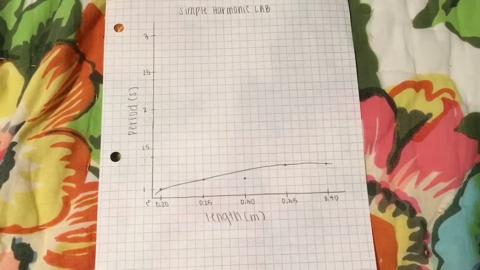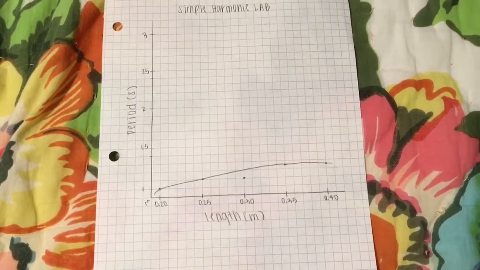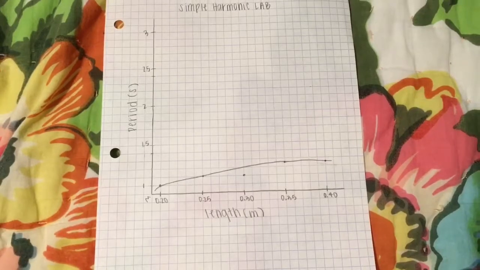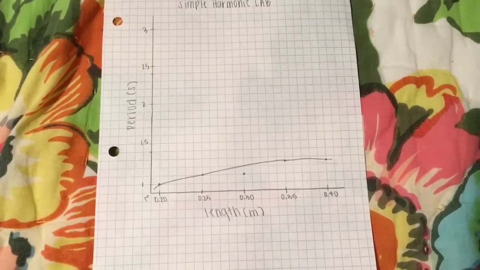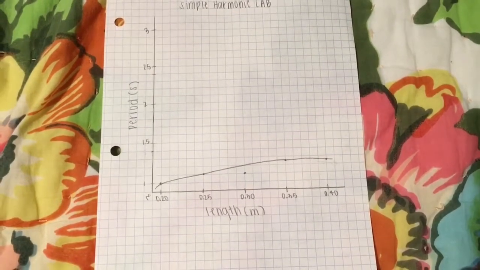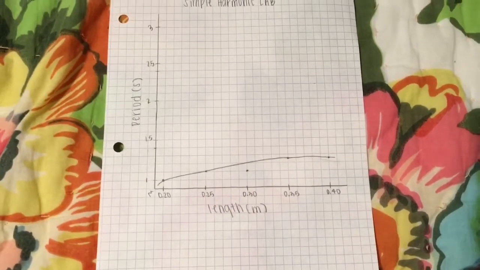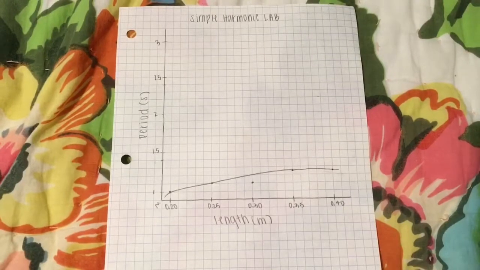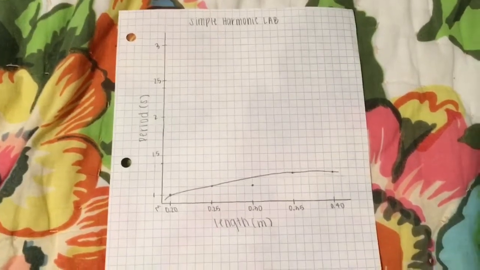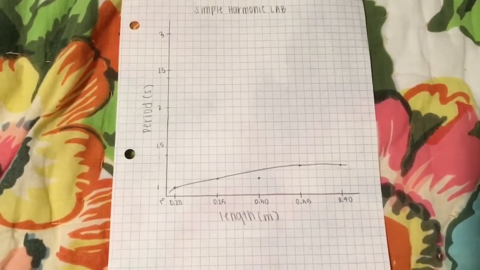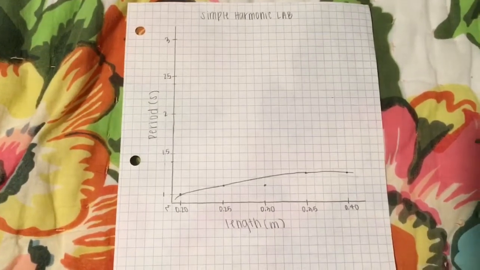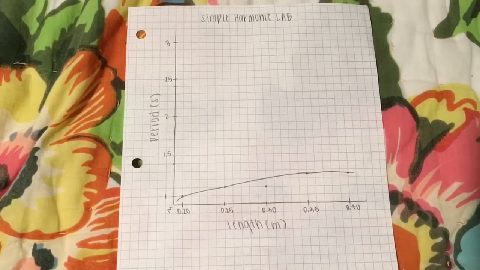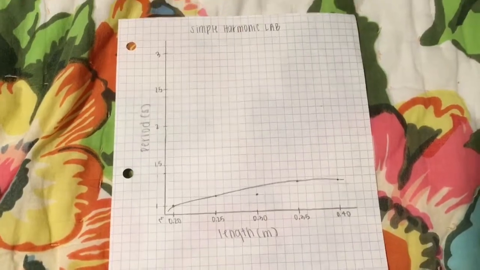We repeated this entire process again, but instead of changing the length of the string, we changed the masses at the end of the string, which started at 0.10 kilograms and went up by 0.10 kilograms all the way up to 0.50 kilograms. When we graphed both the constant mass and the constant length, it was obvious that the only thing that affects the period was length.